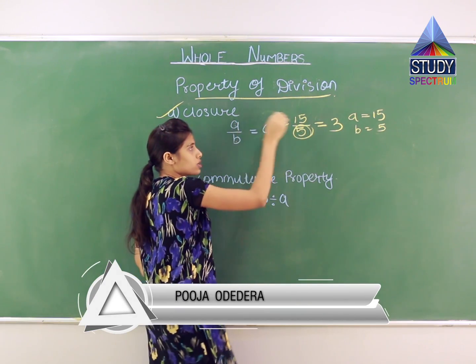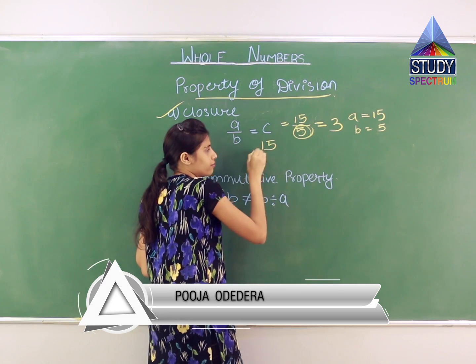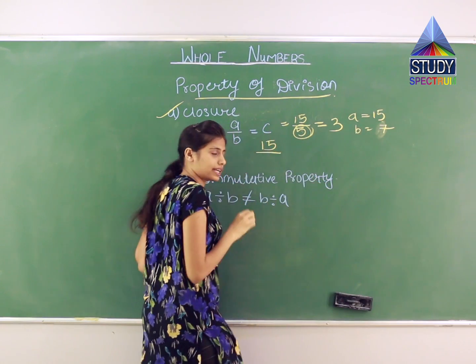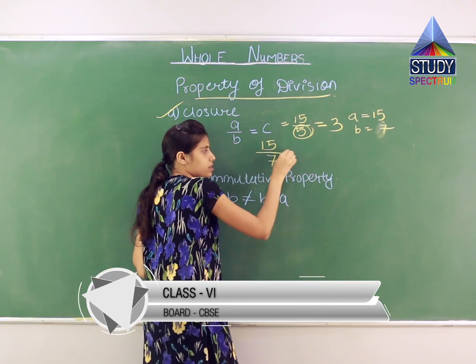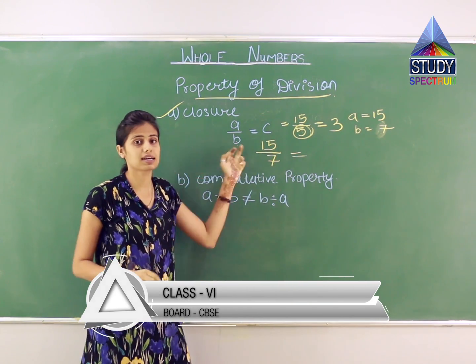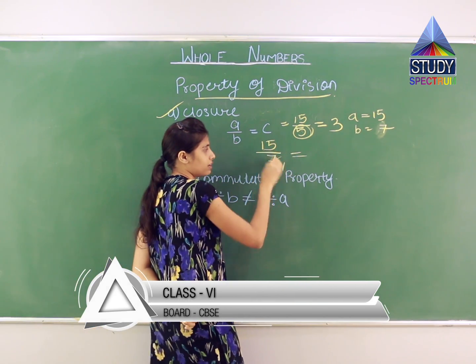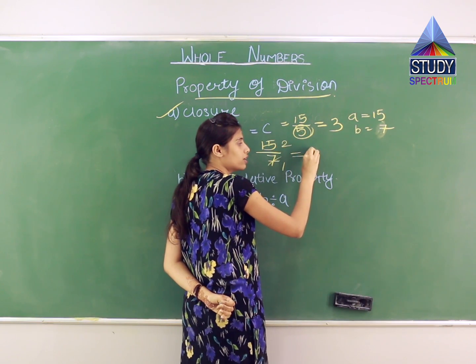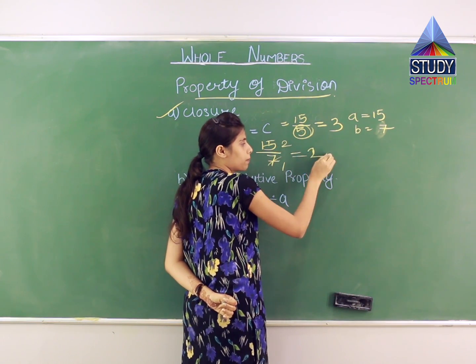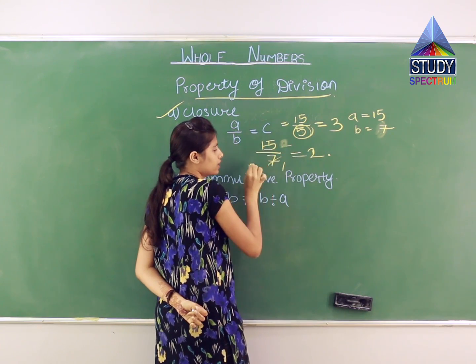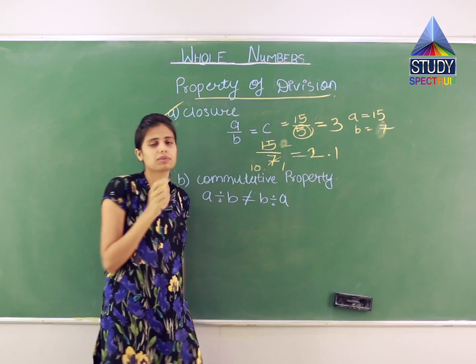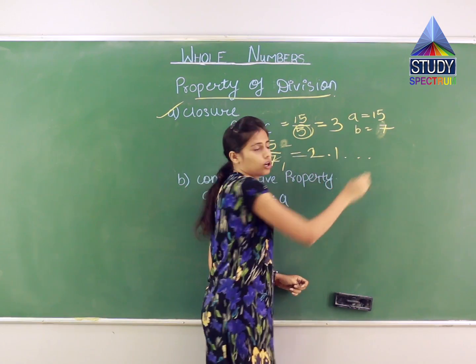Suppose I take a as it is, like 15. For b, I replace 5 with 7. Do you get what I have done? So this is 15 by 7. The answer will be what? 7 ones are 7, 7 twos are 14. So it will be 2, with 1 in the remainder, then 0, 7 ones are 7. So it will be something around 2 point dot dot dot.